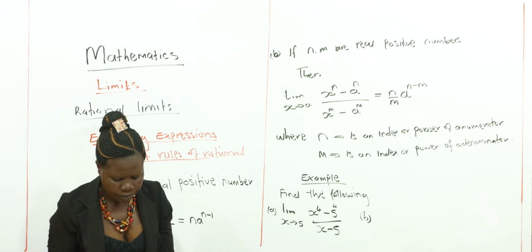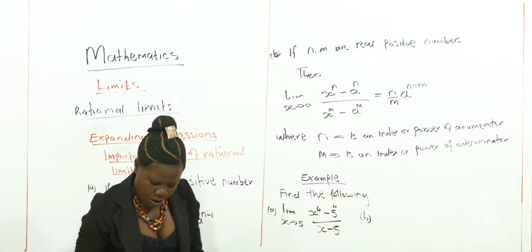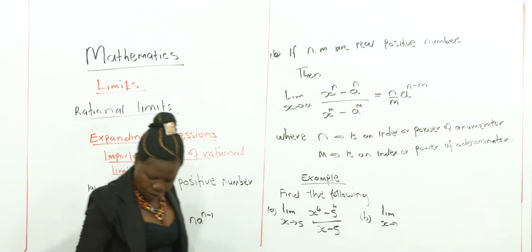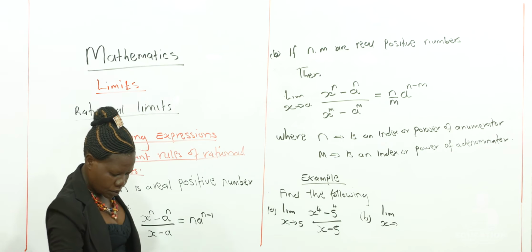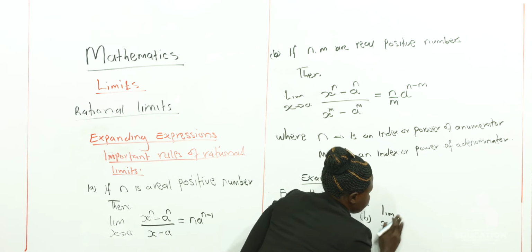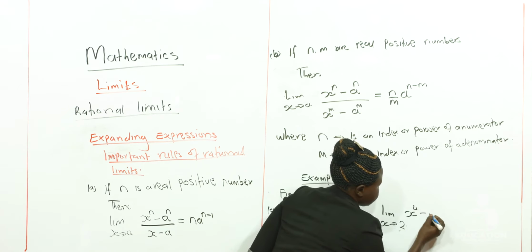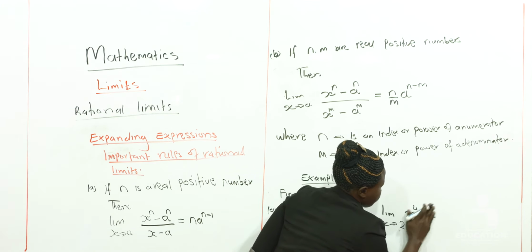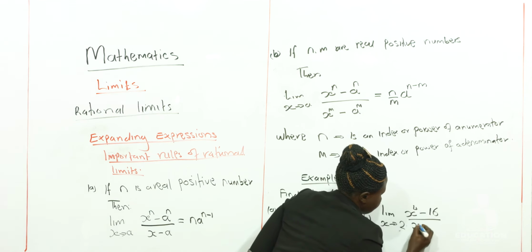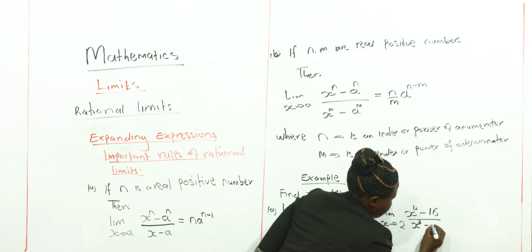Part B is the limit as x approaches 2 of (x^4 minus 2^4, which is 16) over (x^3 minus 2).